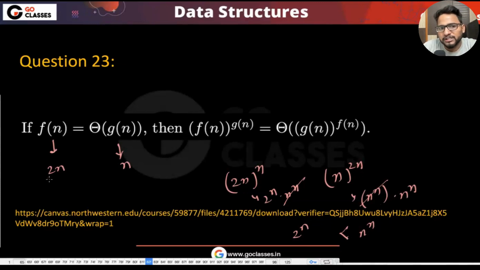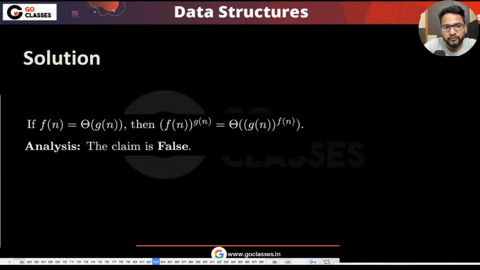Okay, you can just play with the constants. If this is exponent, you can just see what kind of constants are working to make it false. Just see how the constants are arranged. So I think here it is false. This claim is false. You just take 2n here and n here.